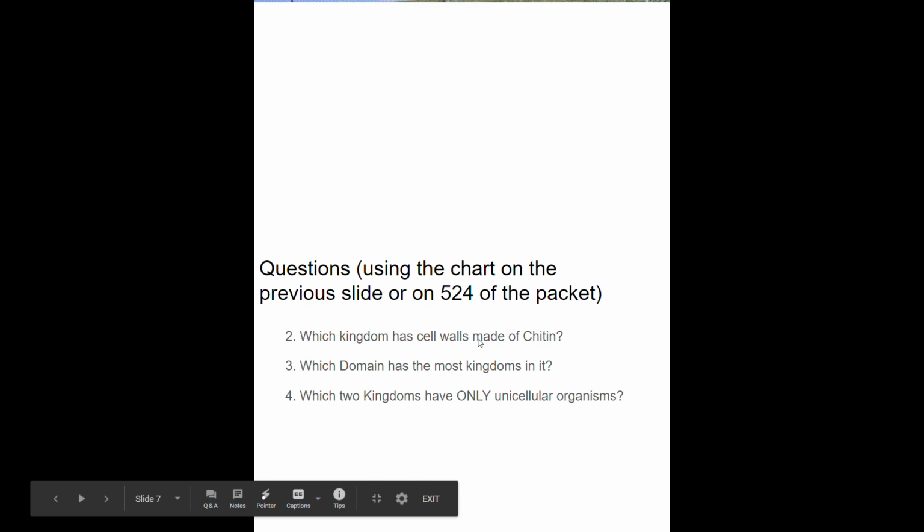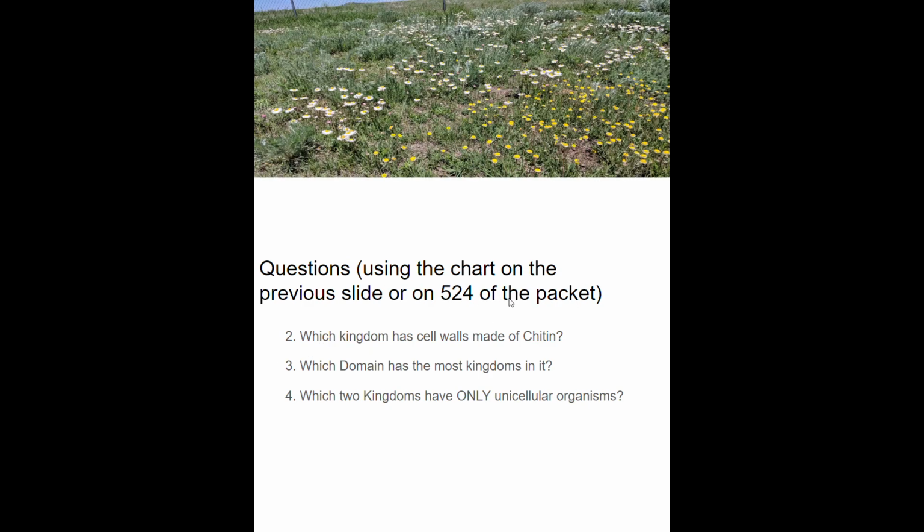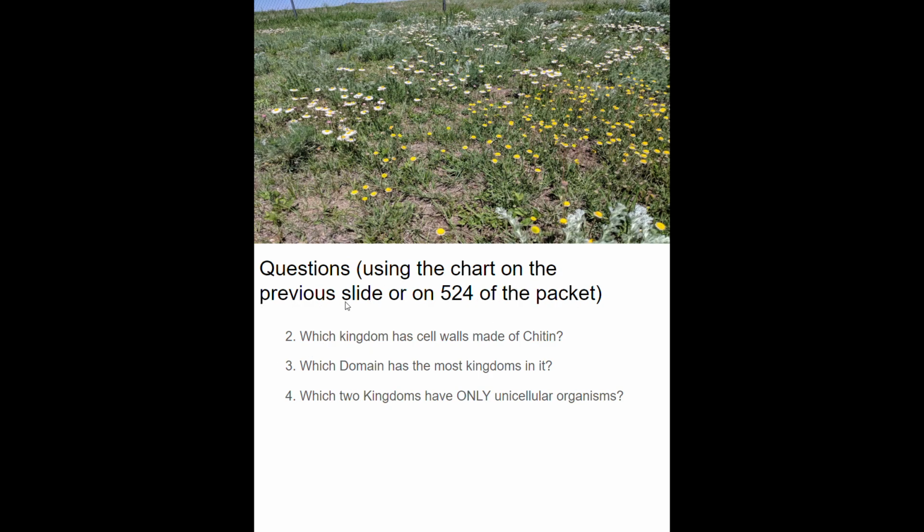Moving forward. Questions here, obviously on the chart on the previous slide or on 524 of the packet. Which kingdom has cell walls made of chitin? So you're going to go into that chart. You're going to find the kingdom. So you go over the top for the kingdom and you go down to look which one has cell walls made of chitin. Which domain has the most kingdoms in it? Make sure you know the difference between kingdom and domain. They are labeled, so it shouldn't be too bad.